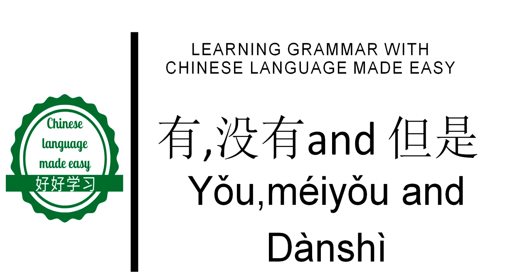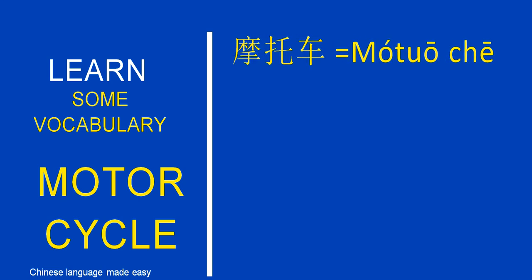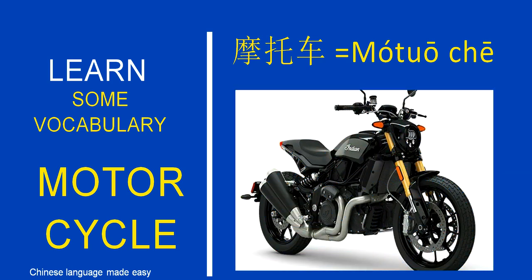Before we use these words in sentences, first of all we will learn some vocabulary, and after that we will learn how to use these in sentences. So let's proceed, and the first vocabulary that we are going to learn today is motorcycle. How do we say it in Chinese? It is 摩托车, motorcycle.